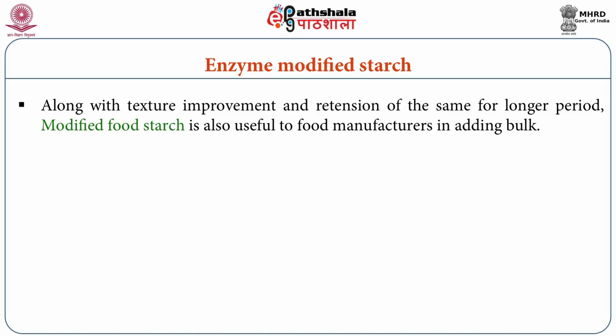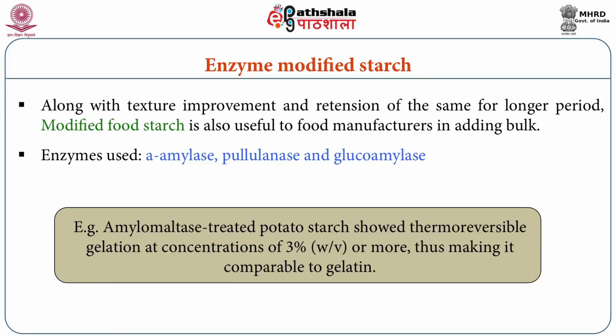Enzymatic modification of starch on an industrial scale is mainly based on the use of starch hydrolyzing enzymes such as alpha amylase, pullulanase and glucoamylase. Example, amylomaltase treated potato starch, which showed thermoreversible gelation at concentration of around 3% weight by volume or more, thus making it comparable to gelatin, and thus we can say it can be a cheaper alternative to gelatin and definitely a plant source which we can use in place of gelatin, which is an animal source and may not be applied to many vegetarian food products.